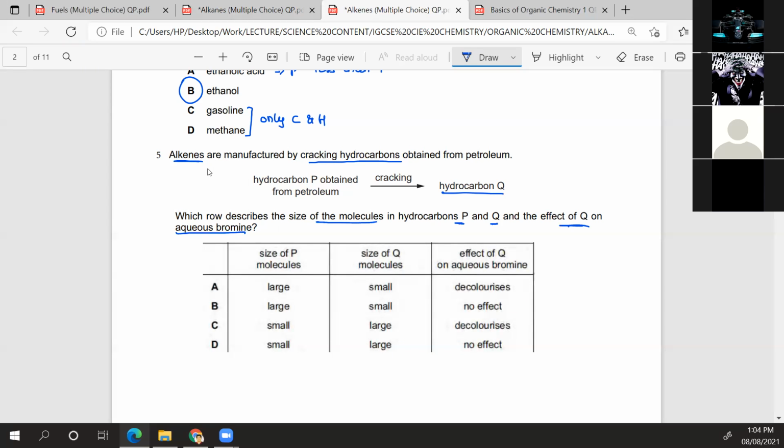Now, if this is the question given, then hydrocarbon Q will be majorly an alkene. Now, the size of molecule P has to be large, so the answer cannot be C and D. The size of the Q molecule has to be small. So Samuel, tell me, will alkene decolorize bromine water? Miss, I think it won't have any effect. It will have an effect.